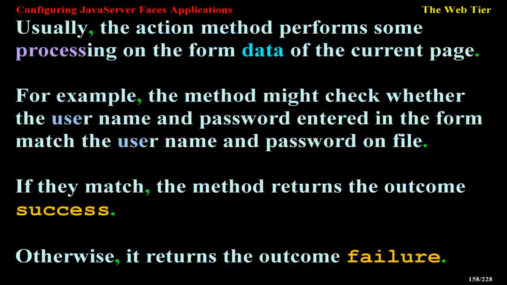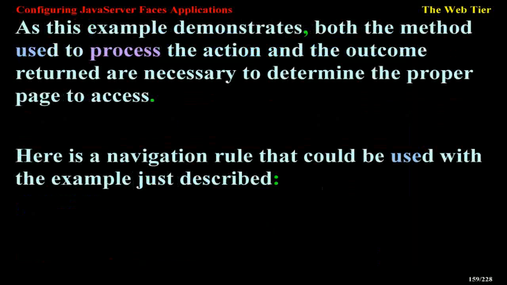Usually, the action method performs some processing on the form data of the current page. For example, the method might check whether the username and password entered in the form match the username and password on file. If they match, the method returns the outcome success. Otherwise, it returns the outcome failure. As this example demonstrates, both the method used to process the action and the outcome returned are necessary to determine the proper page to access. Here is a navigation rule that could be used with the example just described.